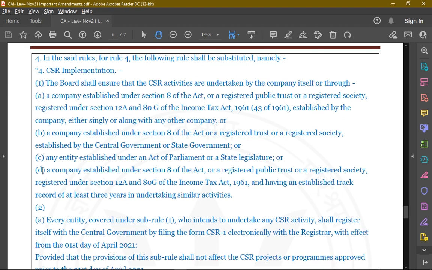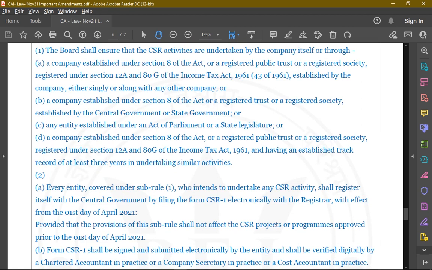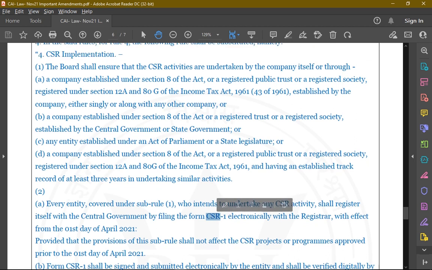Now maybe you are surprised, sir, what kind of license? Look, earlier, before this amendment took place, this license was not required. Any Section 8 company having good expertise and experience could be hired to spend this CSR. But now it is not like that. It says that whether it is A, B, C or D, it cannot be appointed until and unless it has the central government registration, which it receives by filing the form called CSR-1 electronically. So until and unless the institute has the CSR-1 certification, it is not eligible to help the company spend CSR.